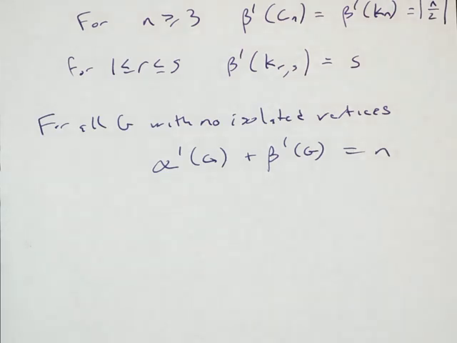This is the result we ended with on Monday. For all graphs with no isolated vertices, alpha prime of G plus beta prime of G equals n. What are alpha prime and beta prime again? The edge independence number. Alpha prime tells me how many edges I can take so that nothing overlaps. Beta prime, the edge covering number, is how many edges I need to cover every vertex.